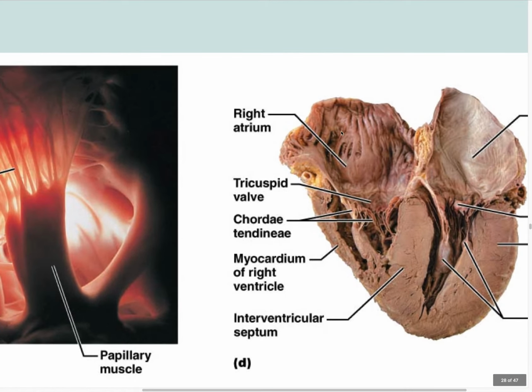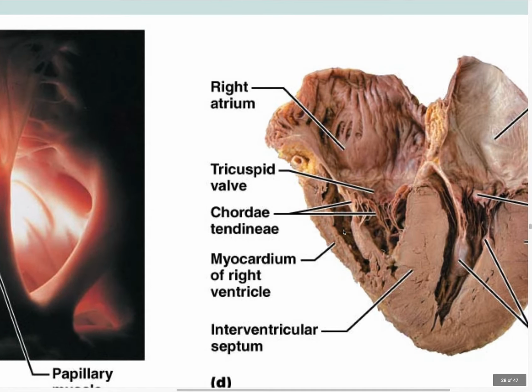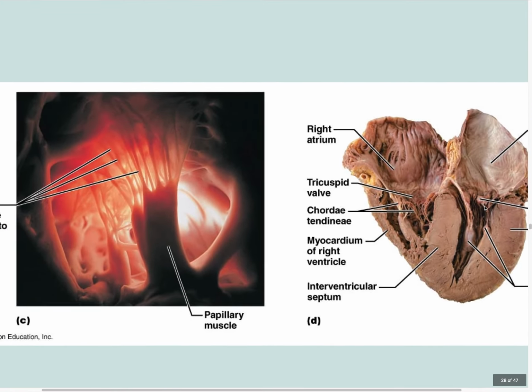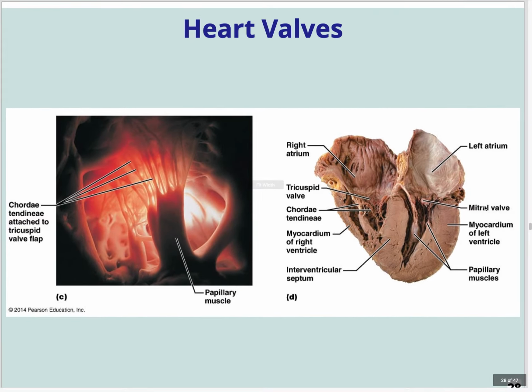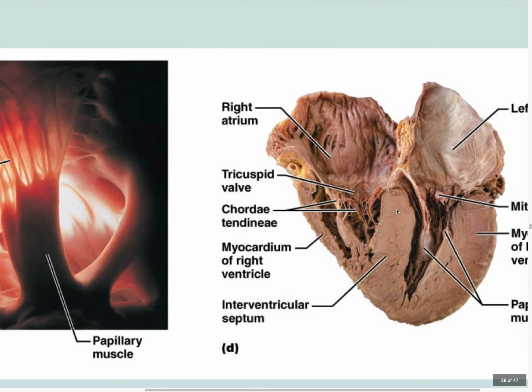Notice in the right atrium, these are the pectinate muscles. And then in the ventricles, you'll notice trabeculae carneae. We've got the papillary muscles connected to the chordae tendineae, and then we've got the atrioventricular valves. So if you're not sure what is right, what is left, just look at the thickness of the heart. The thicker ventricle is going to be the left ventricle, and the thinner ventricle is going to be the right ventricle.